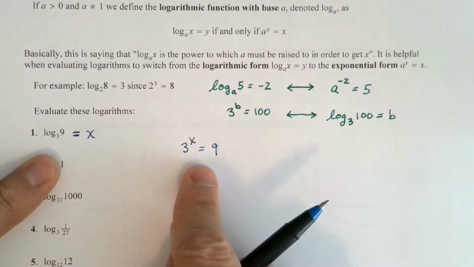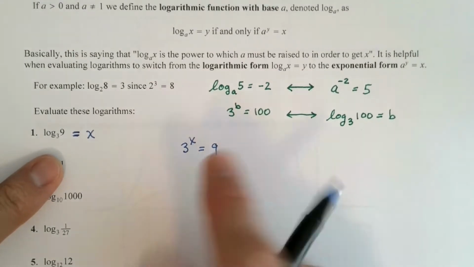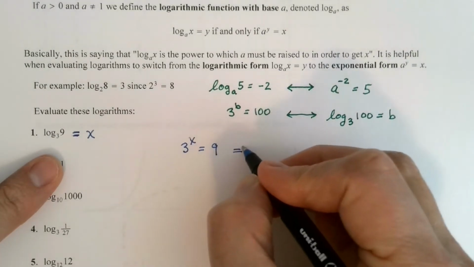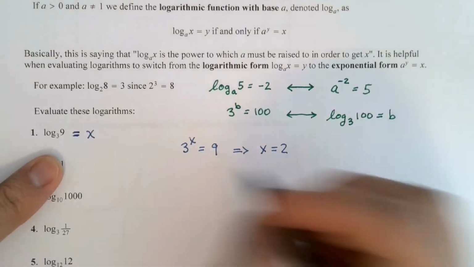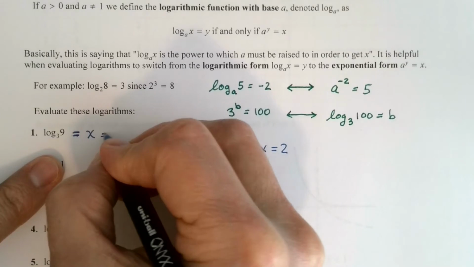So now in this form, I think you can answer the question. What's the value of x? 3 to what power equals 9? And I think you all say 2, right? 3 squared is 9. And that means log base 3 of 9 is 2.